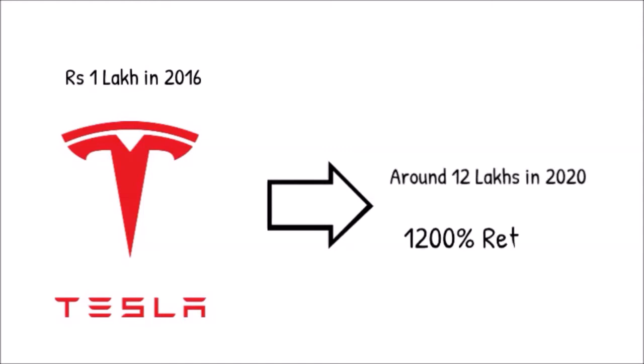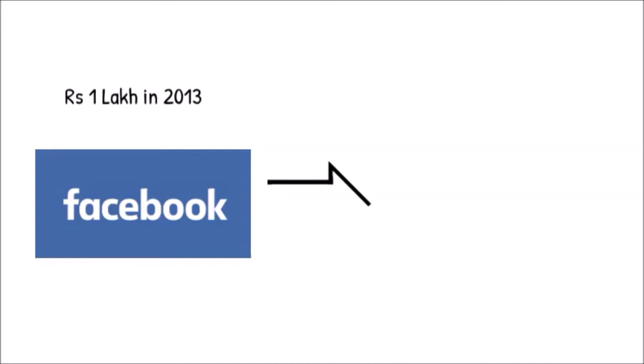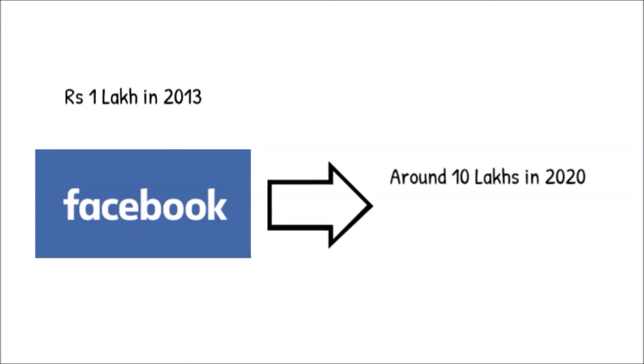Do you know how much you would have made if you had invested 1 lakh rupees in Tesla in 2016? Take a guess. You would have made around 12 lakhs. That's 1200% return. Similarly, if you had invested 1 lakh rupees in Facebook in 2013, 1 year after its IPO, you would have made around 10 lakhs in 2020. That's 1000% return.